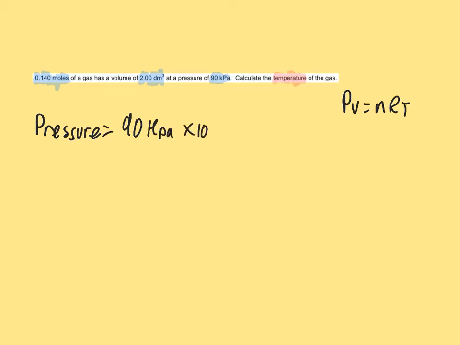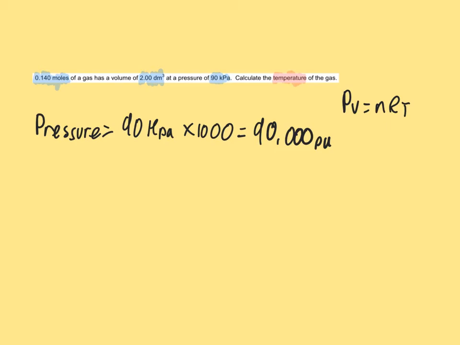Now we have that, we need to just do some basic maths. PV equals nRT, once again. So, let's start off with pressure again. In this case, this is 90 kilopascals, which we can't keep, so we need to times by 1,000 to get normal pascals. So it'll be... Oh, I'm doing it all wrong here. It'll be 90,000 pascals.